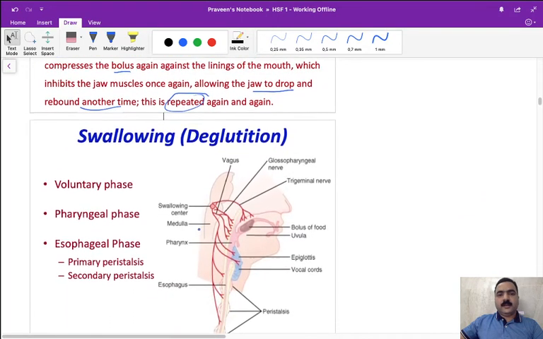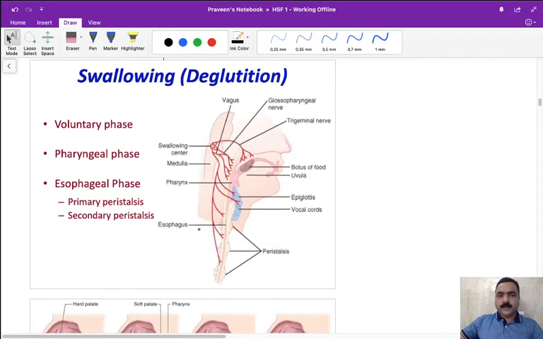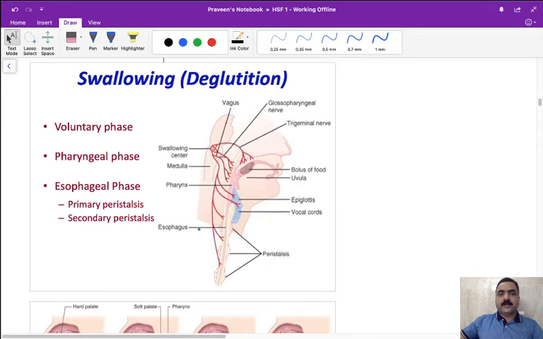So that's simple. The deglutition part is the next one. The chewing part is very simple as far as the physiology is concerned. It mainly involves a lot of muscles that are important for anatomy.